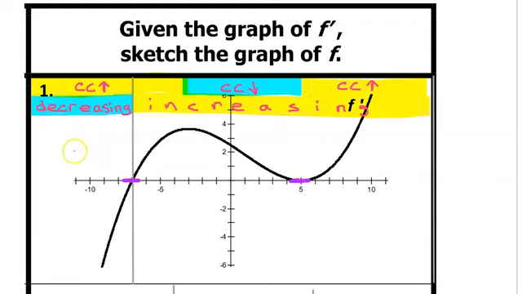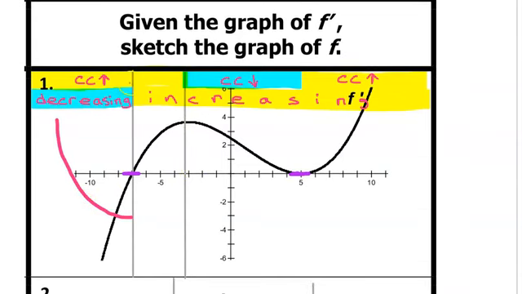Let's graph function f one interval at a time. So in this first interval, f should be decreasing and concave up, and also at the end there should be a horizontal tangent line. So here we go, decreasing, concave up, and then ending at a horizontal tangent line.